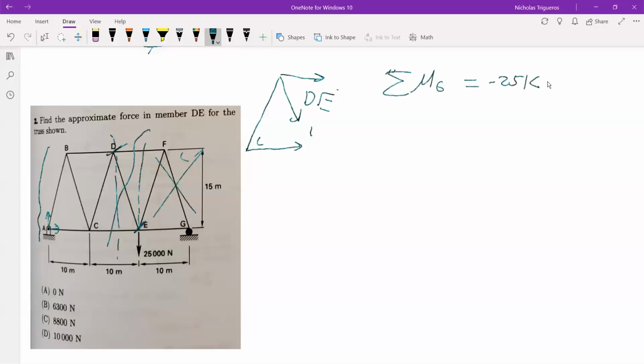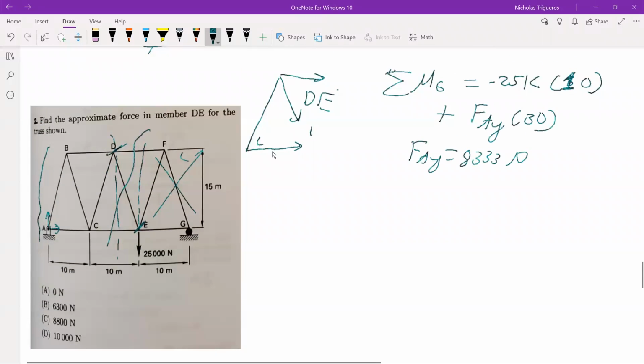Negative 25,000 times 30. The sum of the moments about G is just negative 25,000 times 10. Right, gotcha, my bad. And now we got FAY times 30. Yeah, that one's times 30. We get FAY, so we get 25K times 10 divided by 30, which is about 8,333. Yep. Okay.